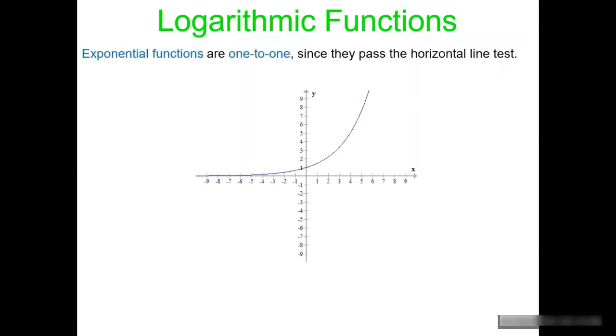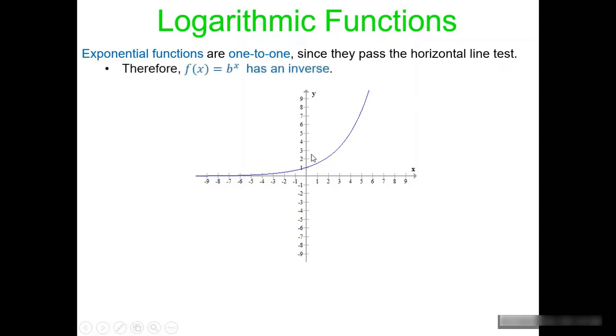In this lesson, we're going to be learning about a brand new function called a logarithmic function. And the way that we're going to start this off is by revisiting exponential functions. So remember that exponential functions are one-to-one, which means that every output that we get only comes from one input. So we could see that graphically by recognizing that this passes the horizontal line test.